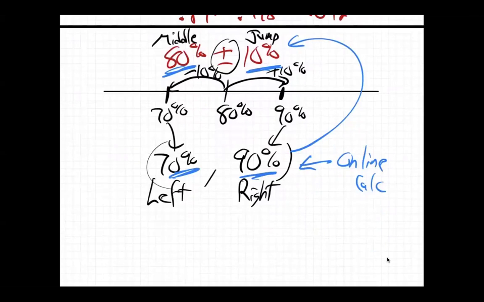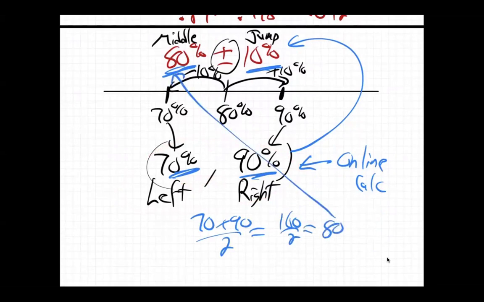Well, if you have a left and a right, you've got to find the middle. How do you find the middle of 70 and 90? How do you find the middle of two numbers? You add them and divide by 2. It's called the average, right? And you get 160 over 2, you get 80. Sure enough, that's the middle of 70 and 90. We knew that, 80, right? And then you think, well, so this is the middle, 80. How do you get the jump?